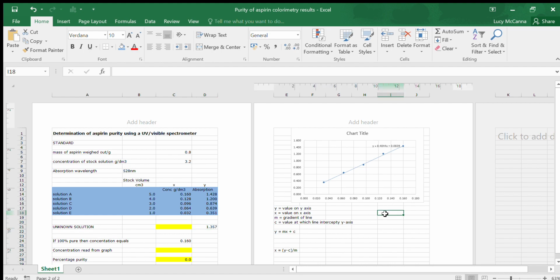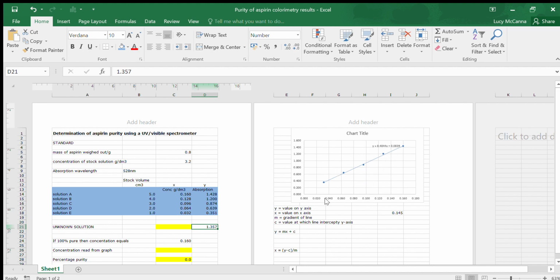So I'm going to write a prediction here. I'm going to predict that the concentration of this unknown solution is going to be about that. And I've done that just by eye. I've taken what I know, the absorption, and I've found that on the absorption axis. I've read across roughly 1.357, and I've gone down, by eye, just do it. But there is a much more accurate way to do this.